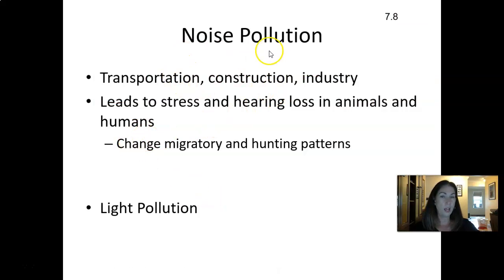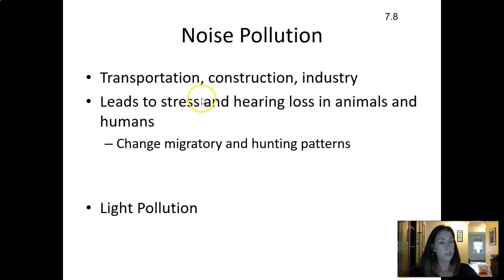Now, one other type of pollution that's not related to fossil fuels is noise pollution. So noise pollution is a little bit of an unusual one to put in our air pollution, but it is out there. And noise pollution, one of the key sources of that, there's a lot of overlap with transportation, construction, and industry, all the things that make that really loud banging noise. Now, the reason why noise pollution gets attention is because it can really lead to stress and hearing loss in both animals and humans. Now, for animals, in some cases it will change the migratory or hunting patterns.